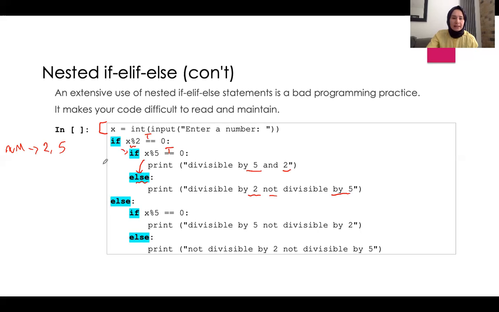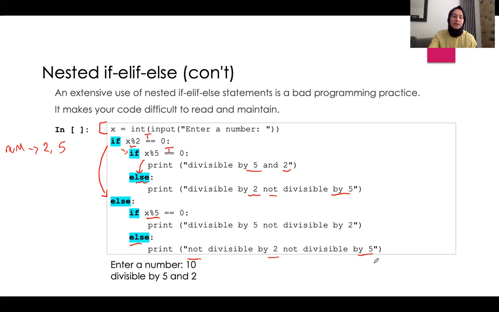And we have else here. This is the else for the if here, guys. If the number cannot be divided by 2, then it will go and check if the number can be divided by 5 only. If so, it will say that the number is divisible by 5, but not divisible by 2. If the number cannot be divided by 5, then it will say that the number cannot be divided by 2 or 5. So this is how you can use nested if, elif, and else together.